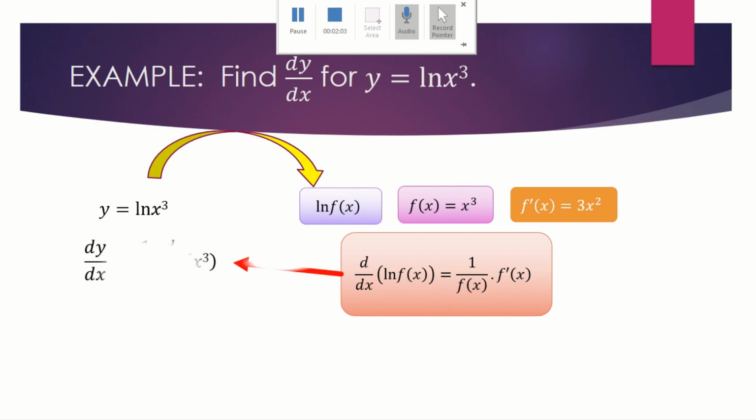And since we use the chain rule for ln f(x), here we get dy dx as 1 over x to the power of 3 multiplied with the differentiation of x cubed, which is 3x squared. So this 1 over x cubed is 1 over f(x), and this is the f prime x, which comes from here, 3x squared. If we cancel out the x squared and x cubed, finally we get dy dx as 3 over x.